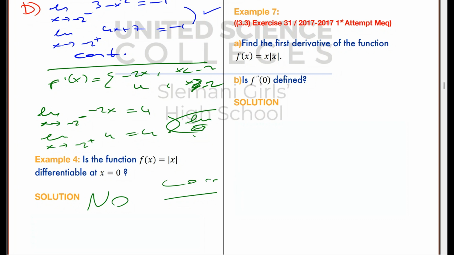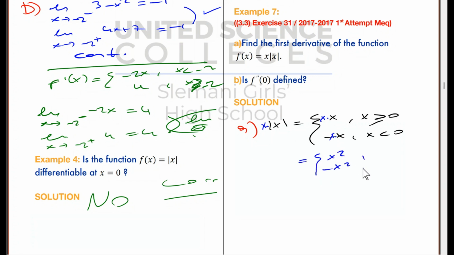Okay, option A. On the first part, x times absolute value x. You know that the absolute value x can be written as piecewise as x when x is positive, negative x when x is negative. If this function is multiplied by x, you multiply everything by x, right? So it will be x squared and minus x squared.